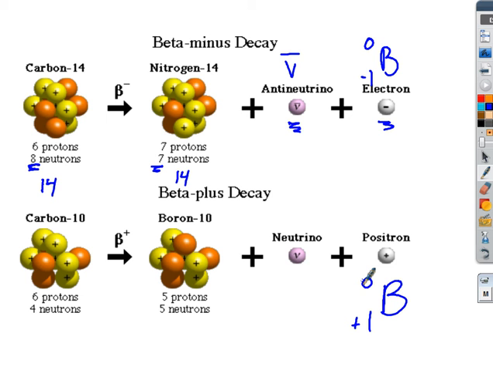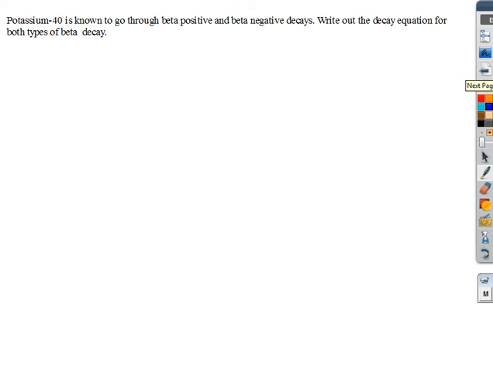Same reason why we need the antineutrino. The neutrino is the particle that goes with the positron in a beta positive decay. And again, it's important for conservation of momentum and conservation of energy. So we can look at this situation. We have potassium 40, and the number of protons in potassium is 19. It's known to go through beta positive and beta negative decays. We're going to write out the decay equation for both types of beta decay.